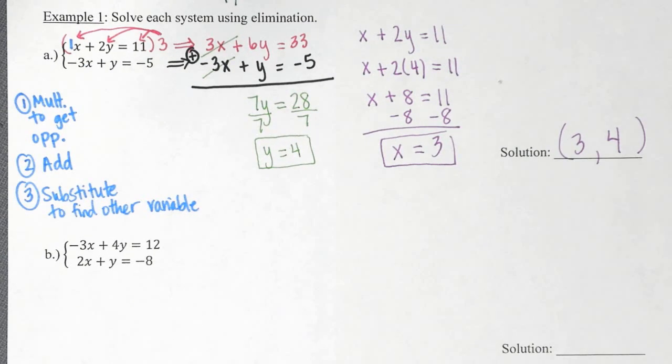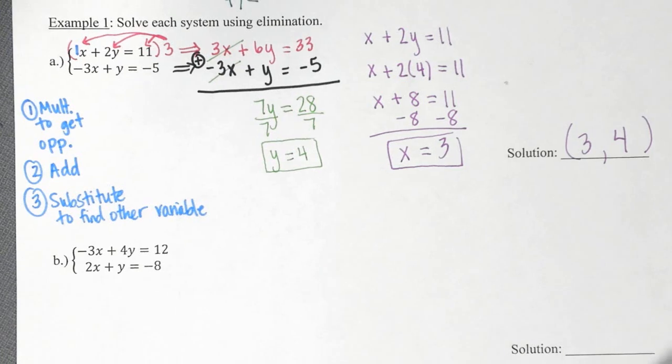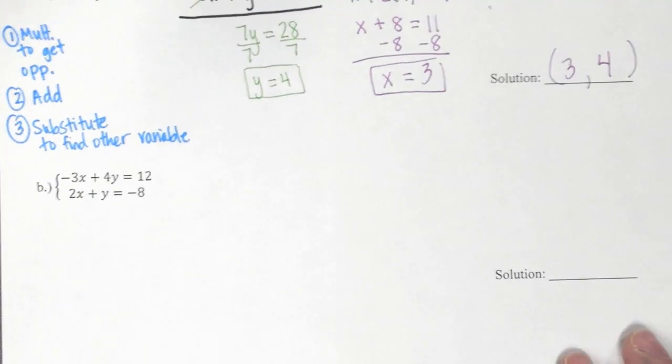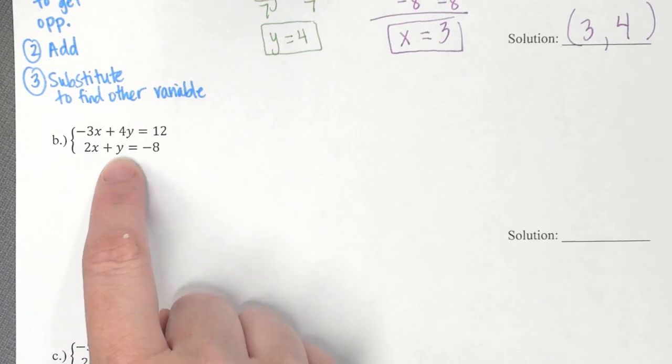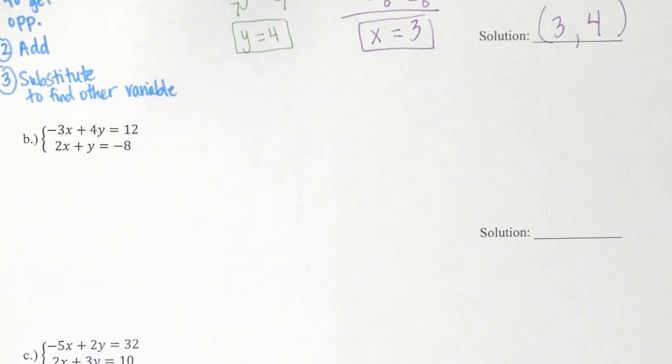Now, for part B, what I want you to do is look at the x's and look at the y's. I want you to see if there's one of them that you think would be easier to cancel out. Because we can't cancel them out yet, but we are going to multiply to cancel them out. So x, I have -3 and 2. Here I have 4 and 1. Any thoughts whether it's going to be the x or the y? Yeah. Do you know why?